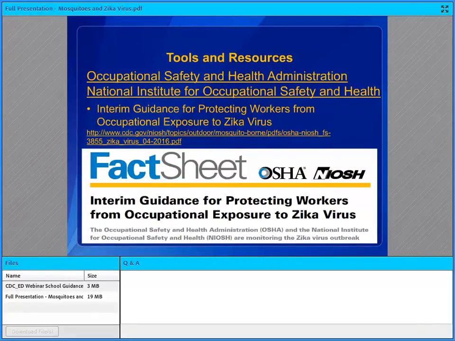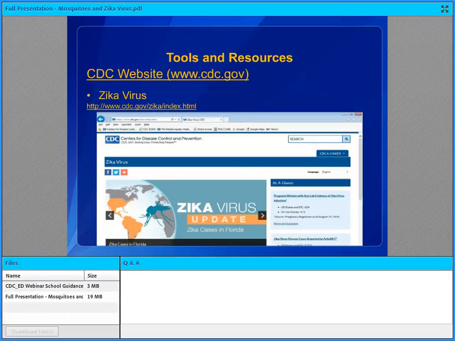NIOSH is the National Institute for Occupational Safety and Health. They are actually part of CDC. They partnered with OSHA, which provides occupational and safety guidance for America's workforce, and they put out a guidance document for protecting workers from occupational exposure to Zika and mosquitoes. I have the link there for you with a picture of what the front page of that document looks like.